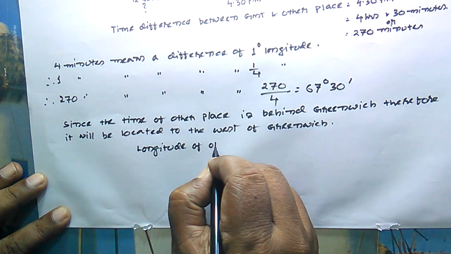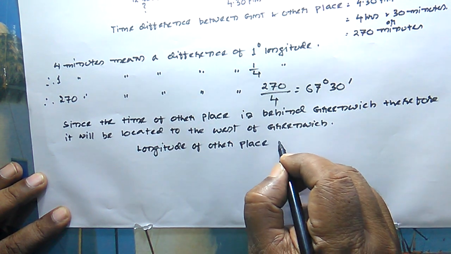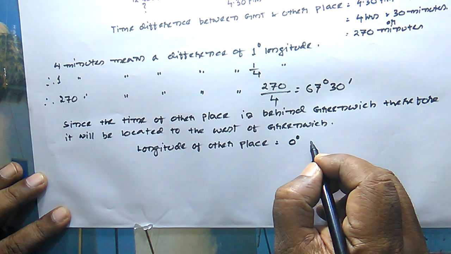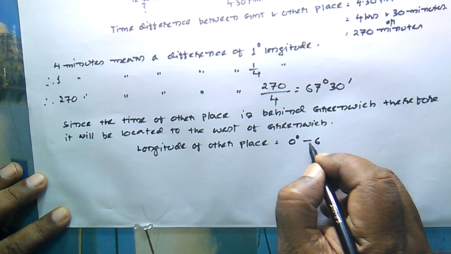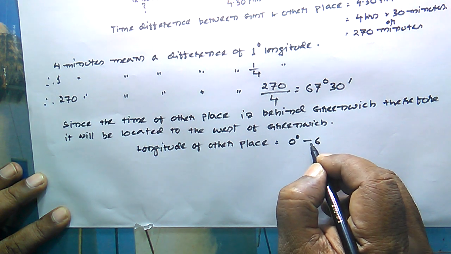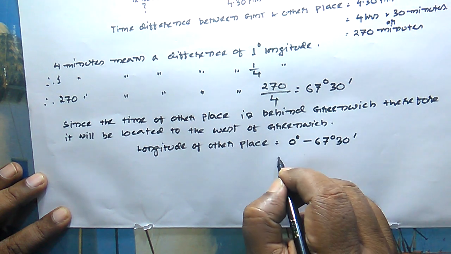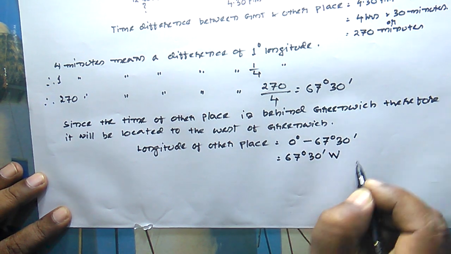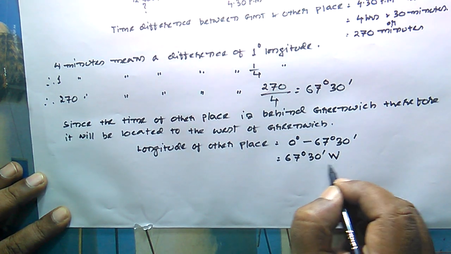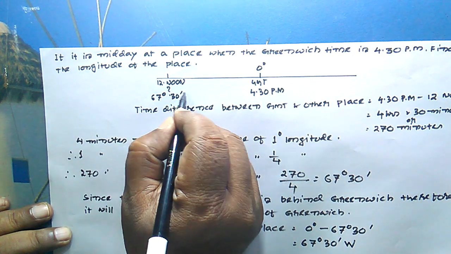Now, longitude of other place is equal to 0 degree minus 67 degree 30 minute. It does not make a difference, तुम plus करो या minus, but in this case ideally you should write minus. 67 degree 30 minute is equal to 67 degree 30 minute west. So that is the longitude of other place is actually 67 degree 30 minute west.